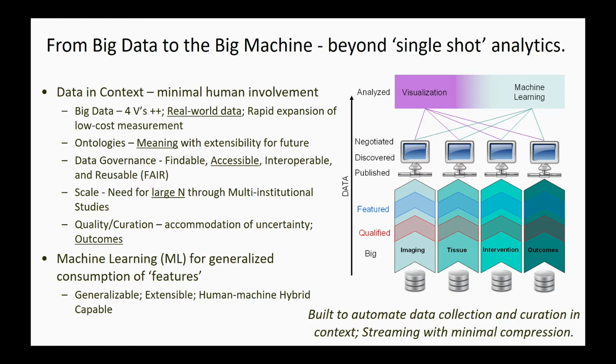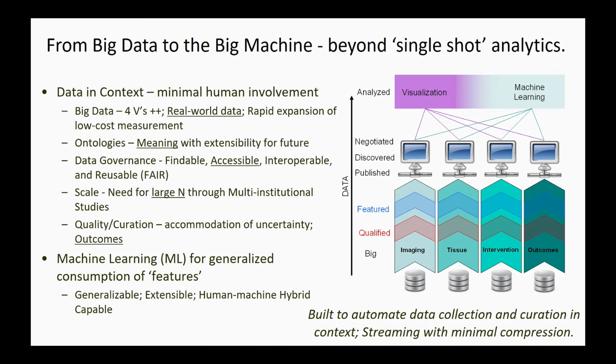So how do we learn? A big learning machine. It can't be about single-shot analytics. It can't be about the paper that produces a result for a cohort of patients, but because technology's changing, doesn't even exist anymore. We want something that can learn continuously so the observations can be relevant to the population directly in front of us, or as relevant as possible. So you need data in context.